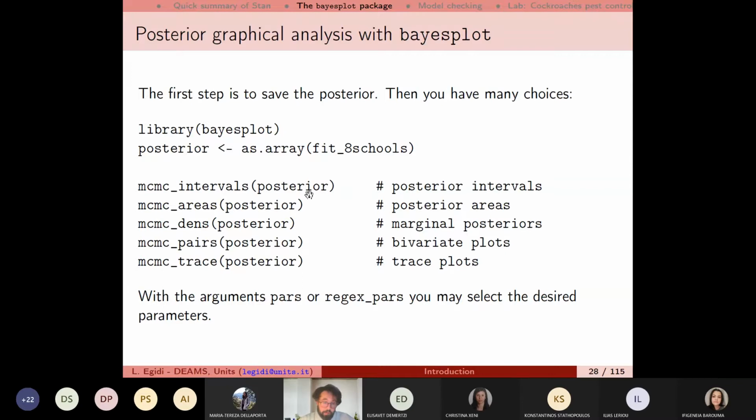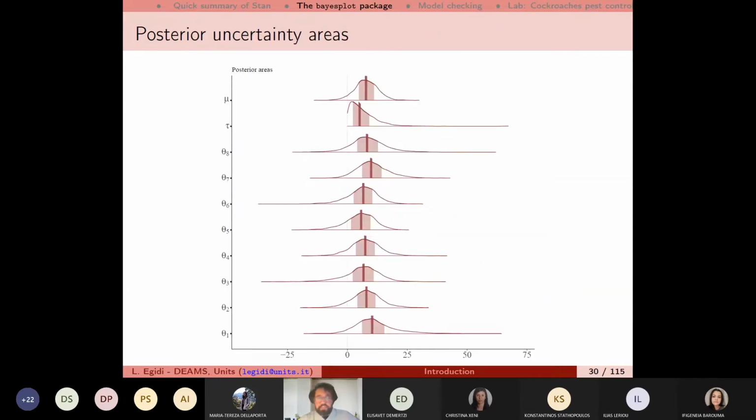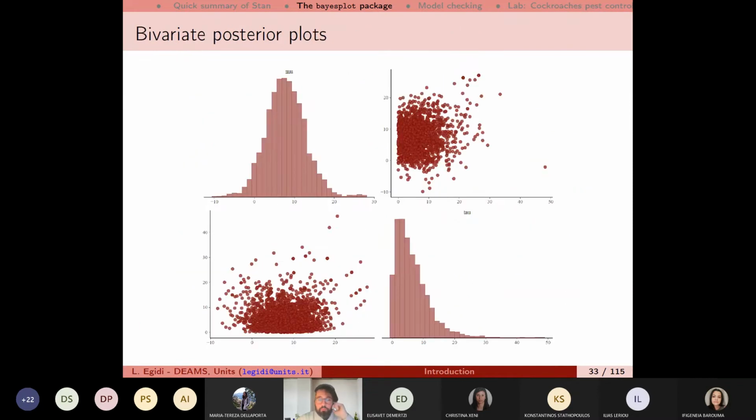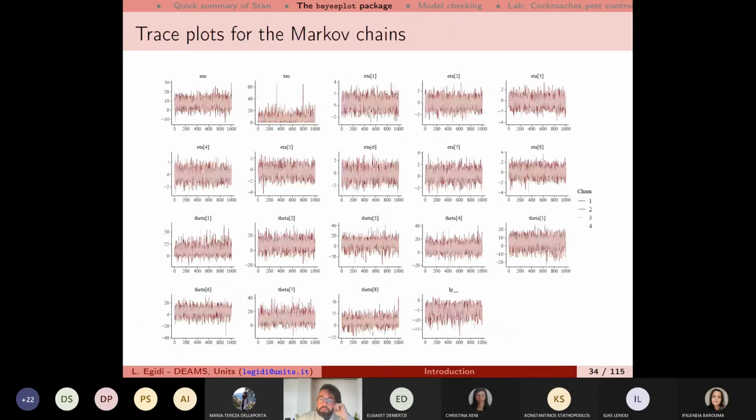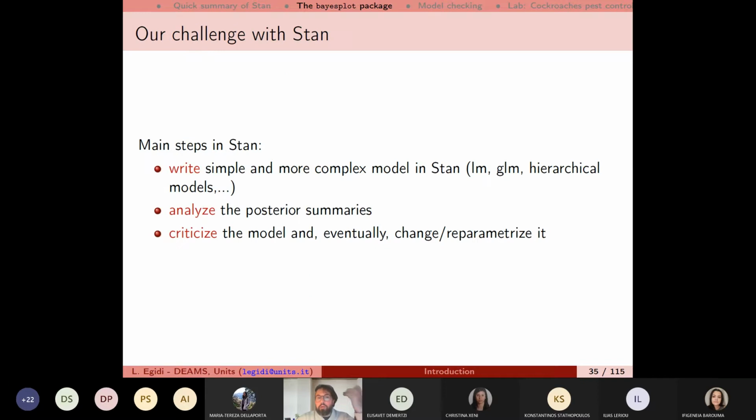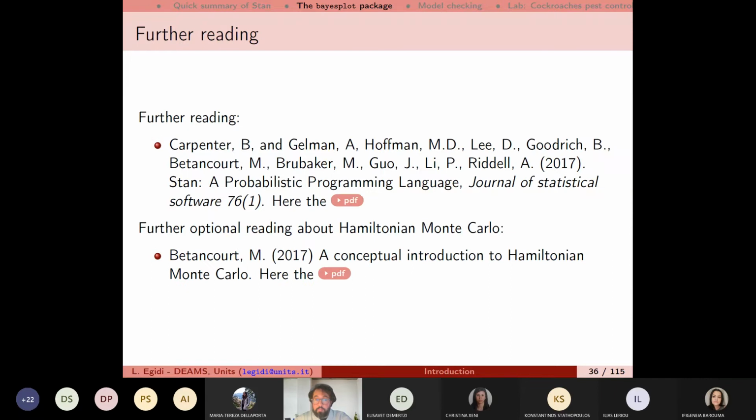You can have many other arguments, basically some aesthetic arguments, of course, to deal with this aspect. But with this package, you can visualize in a very effective manner all the aspects of your posterior distribution, of your marginal posterior distribution. So our challenge with Stan is to write a simple and then a more complex model, analyze the posterior summary, and then criticize the model and eventually change and reparameterize it.